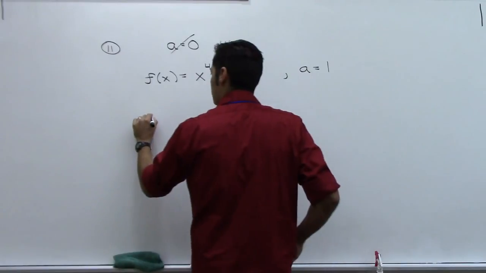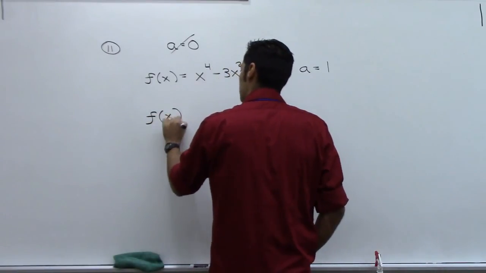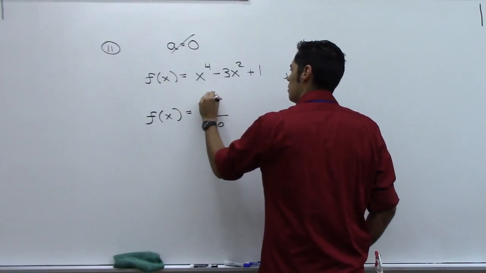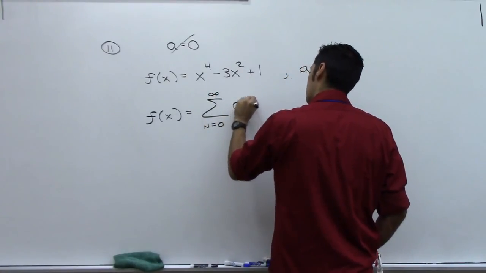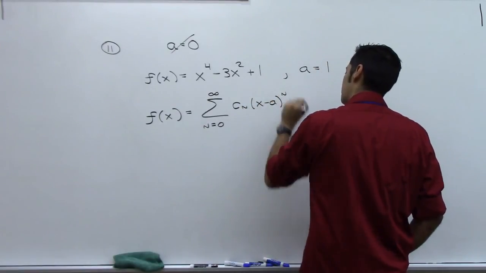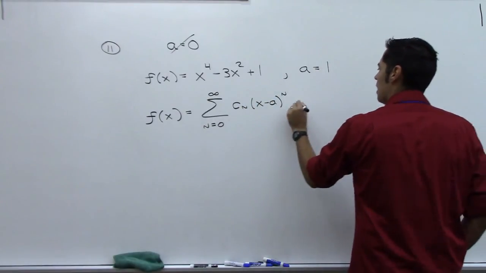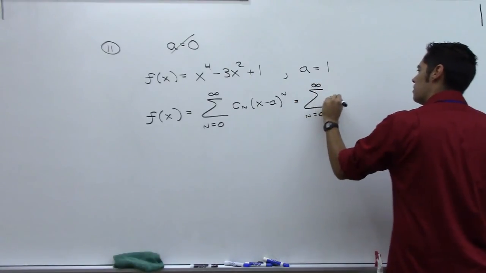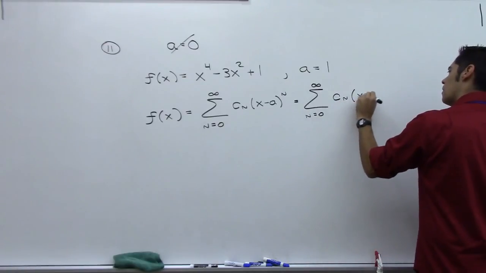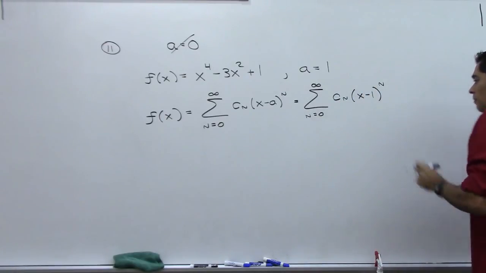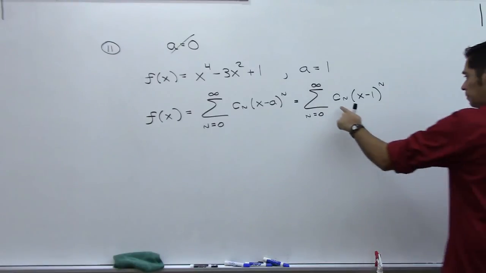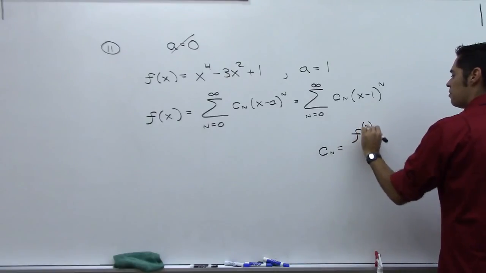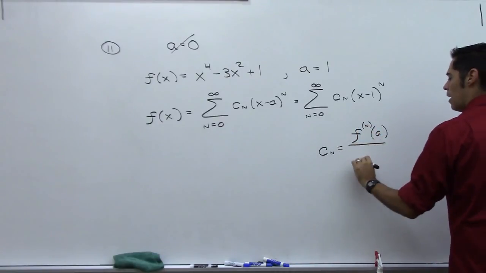Assuming that this has a power series expansion, we know we can rewrite it as a sum n equals 0 to infinity c sub n x minus a to the n. In this particular case, a is going to be 1. So this should be able to be written like this. But we've got to figure out what our c sub n's are. So our c sub n's, the formula we have is it's the nth derivative at a over n factorial.